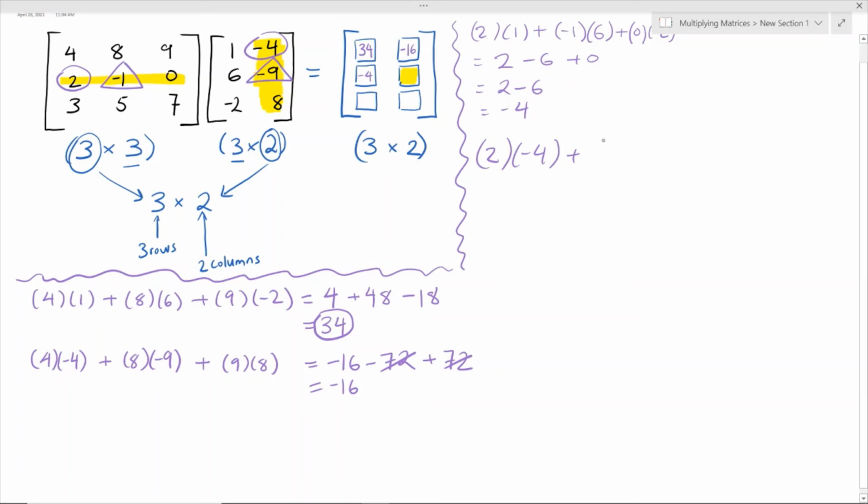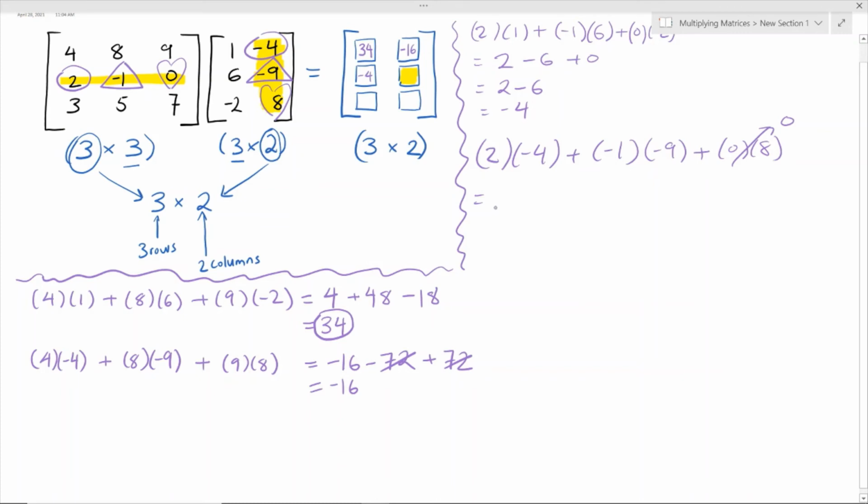So negative 1 from here times negative 9 from there. So negative 9 plus the third entry in the row times the third entry in the column, which is 0 and 8. So we're going to multiply this and this together. 0 times 8 is just going to be 0. We don't have to write anything for the next step for this part.